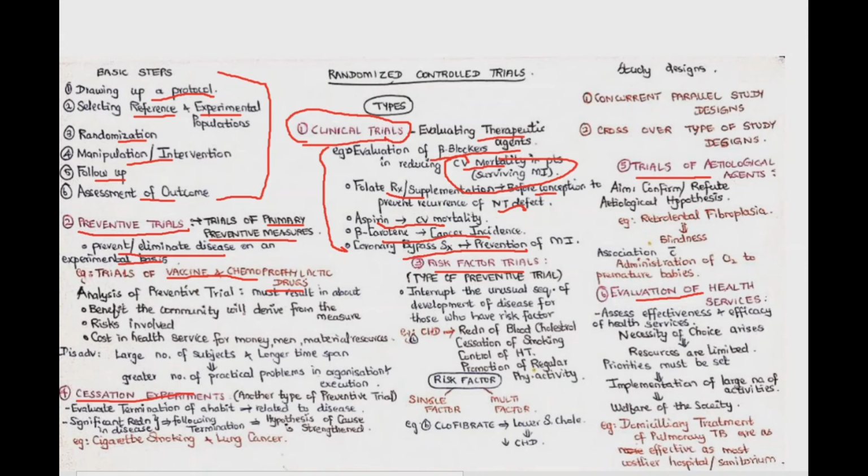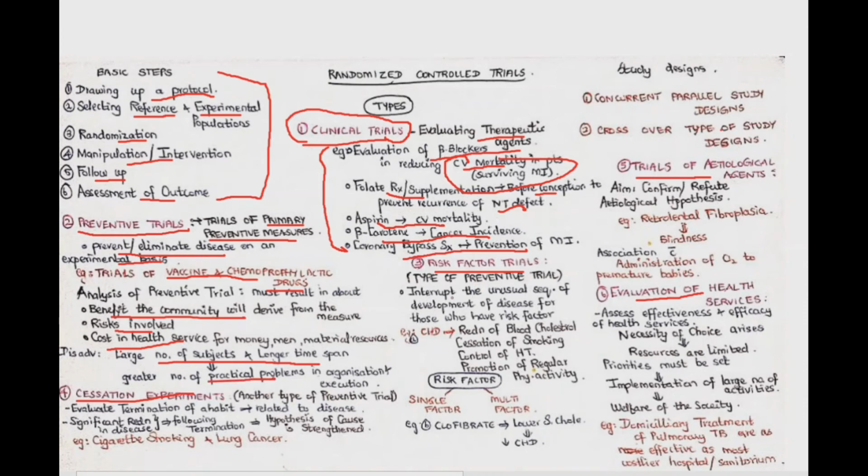So, analysis of preventive trial. From the preventive trial, the analysis we can do is what benefit the community will derive from the measure, then what are the risks involved in this preventive trial, then the cost for the health service, mainly money, men, material and resources. All this you should know first: the benefit the community will derive, the risk factors, and the cost involved in the health measures. The main disadvantage is that a large number of subjects and a longer time span are needed for preventive trials, and there is a greater number of practical problems.